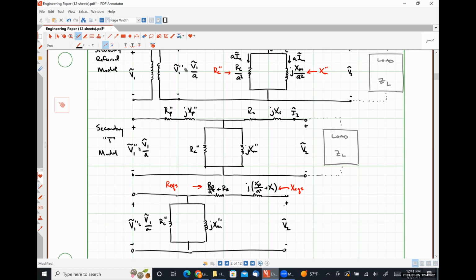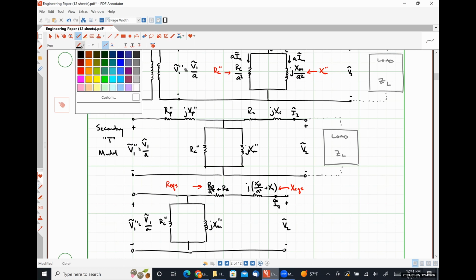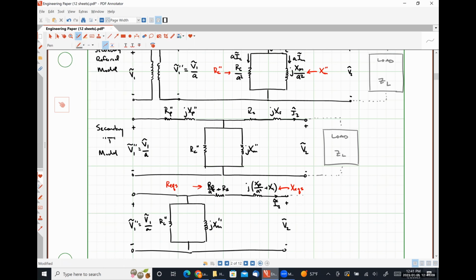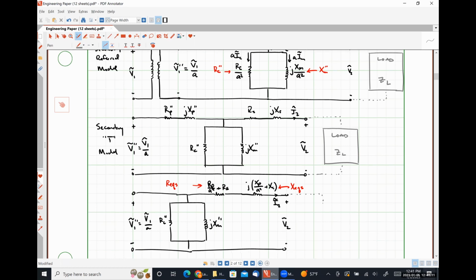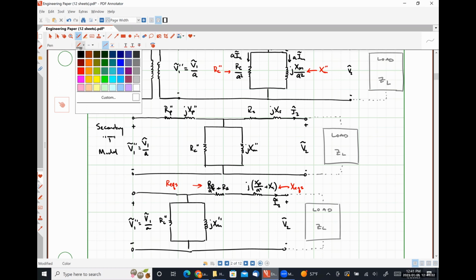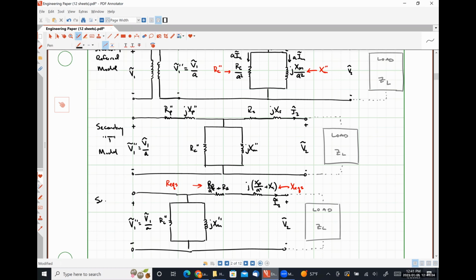Here's our voltage V2. Here's our current I2, and once again, if there's a load involved, since it wasn't referred, we don't have to scale it by a factor of A squared. So this is our secondary cantilever model.